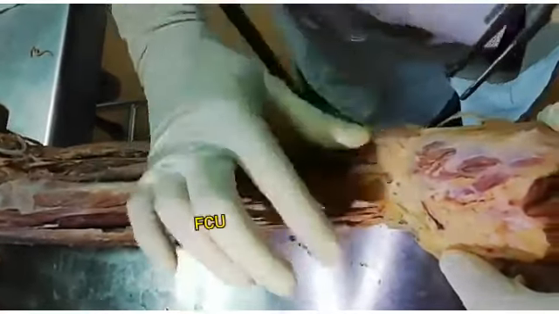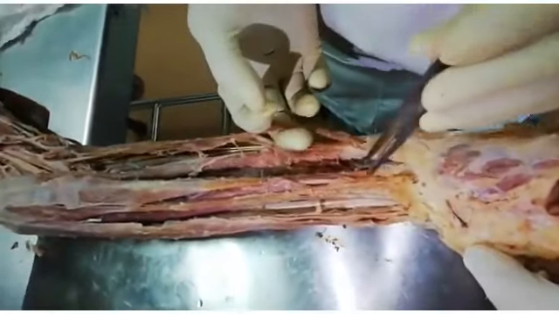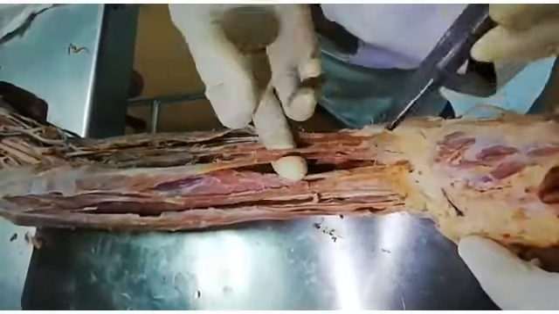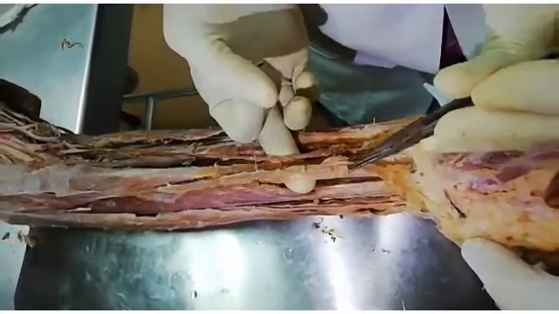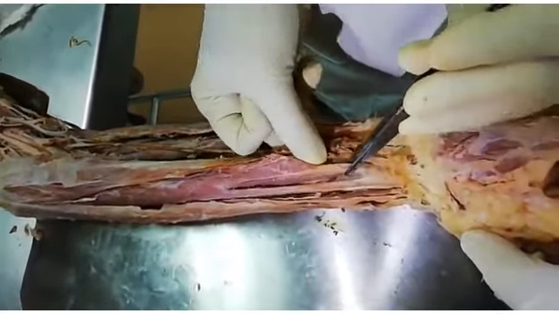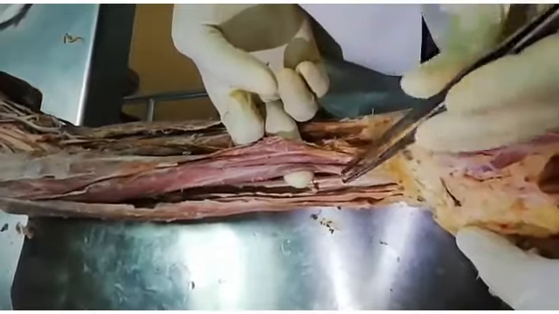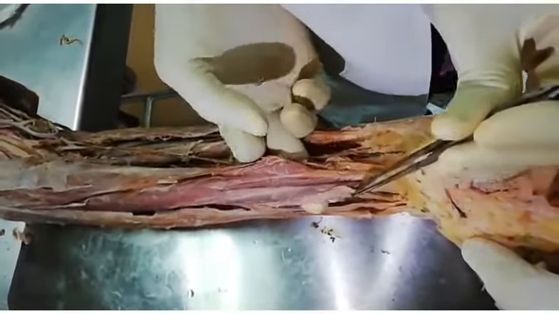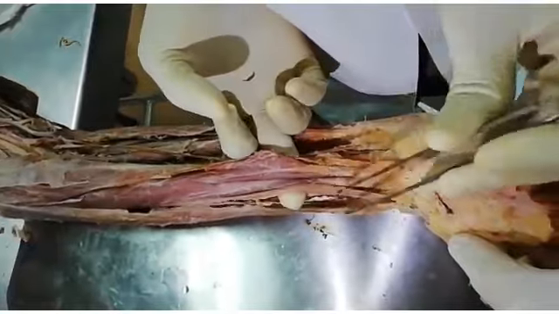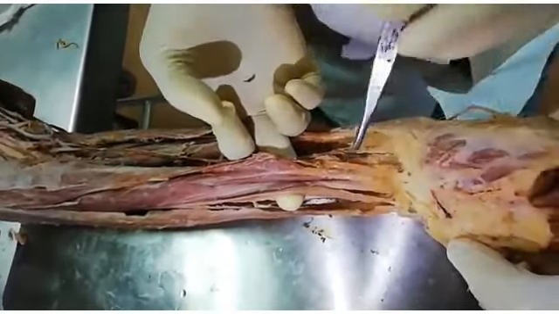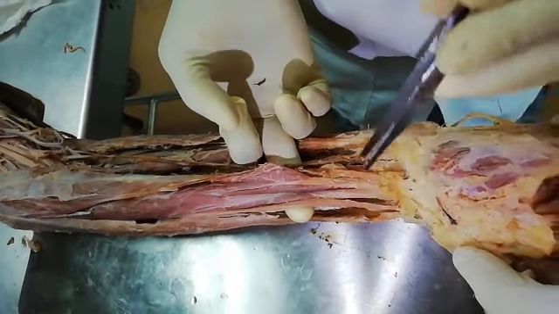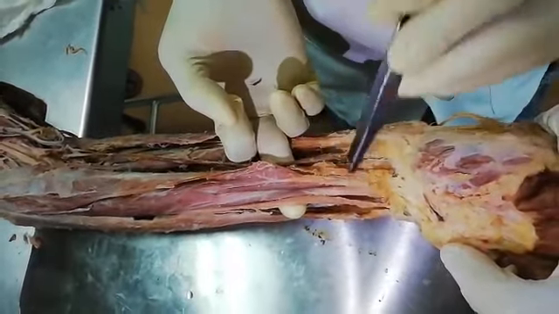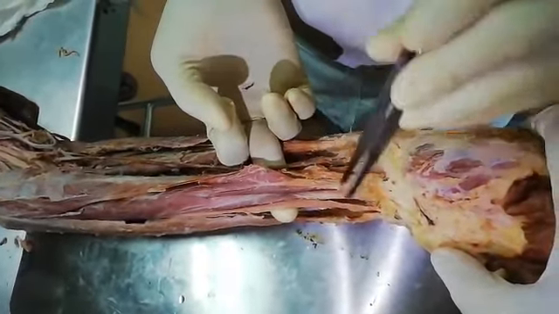Once again I repeat, from lateral to medial side: radial artery, flexor carpi radialis, median nerve overlapped by palmaris longus, flexor digitorum superficialis, ulnar artery, ulnar nerve, then flexor carpi ulnaris. In this order, if you remember this order, you will never go wrong in identifying the muscles, nerves and blood vessels.